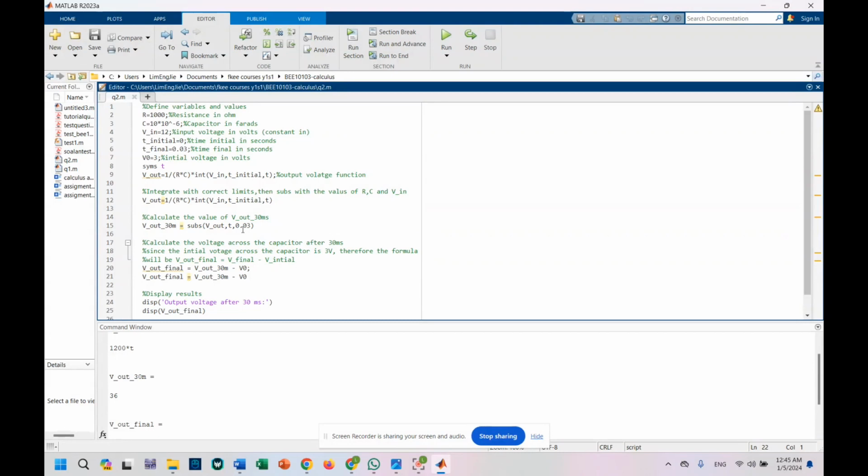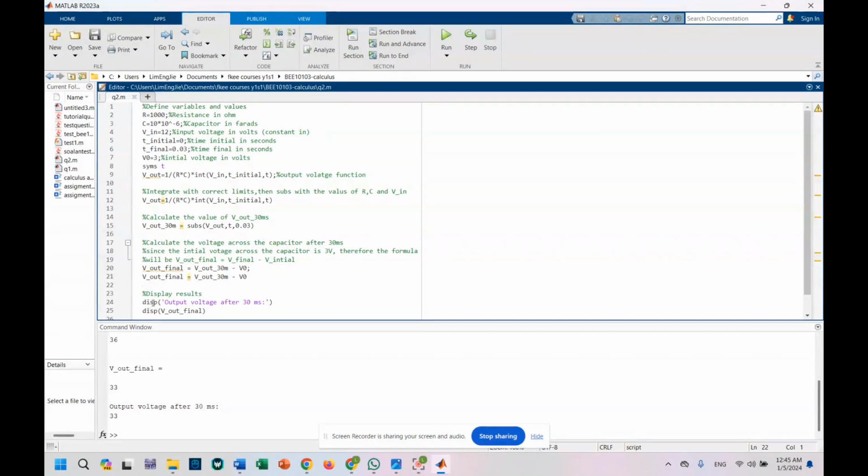After replacing t with 0.03, I will calculate the voltage across the capacitor. As you know, the initial voltage across the capacitor starts from 3 volts. We want to find the change, so I will use the formula V final minus V initial. These are the calculations we use for this, and after subtracting the value, we find 33.